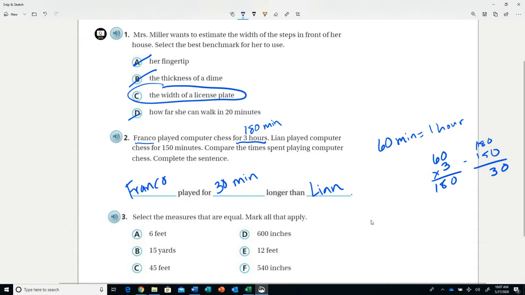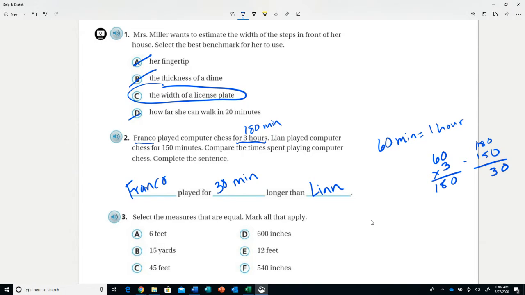Okay, question number 3. Select the measures that are equal, mark all that apply. I think these get a little complicated in that you don't always know what you're dealing with, and nothing seems to match right away. So let's just see what we have. I'm going to do some conversions on each letter and see if once I start figuring out what matches, then it's going to give me a little bit more direction on what I'm doing.